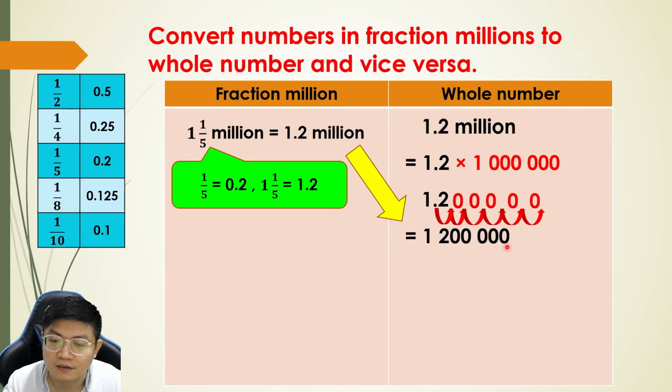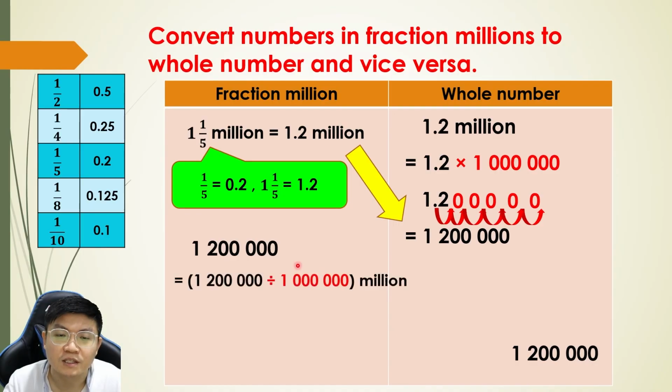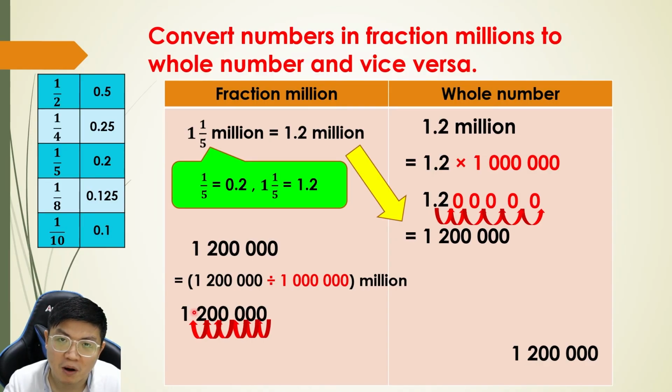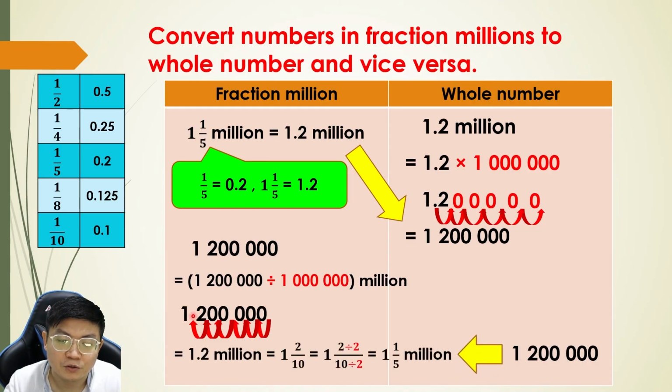1,200,000. Okay, no more point. The point is already shifted at the back here. No more point there. All right. Next one, if you want to convert back to fraction of million, starting from 1,200,000, divide by 1 million. So this time we start from a decimal number. So shift 6 times backwards: 1, 2, 3, 4, 5, 6. So the point is here, equal to 1.2 million.